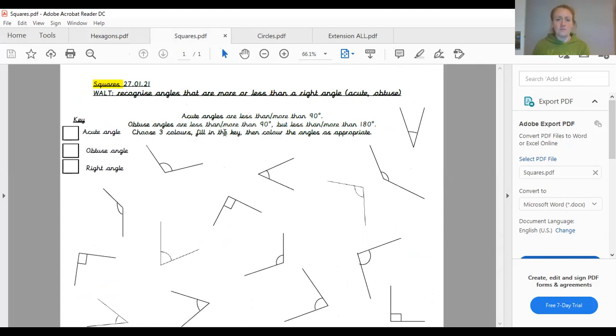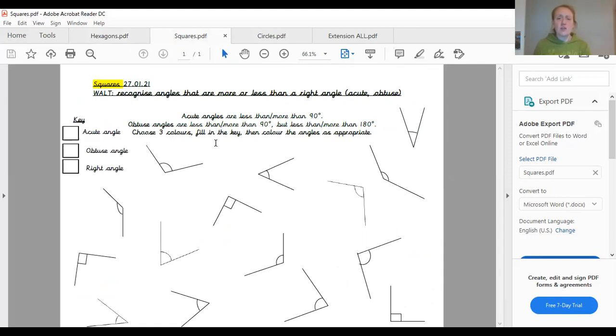Obtuse angles are less than or more than 90. Okay, so I want you to underline which one is correct. Acute angles are less than or more than 90 degrees. So circle the one that's correct. Obtuse angles are less than or more than 90 degrees, but less than or more than 180. So circle what makes that sentence correct for me first.